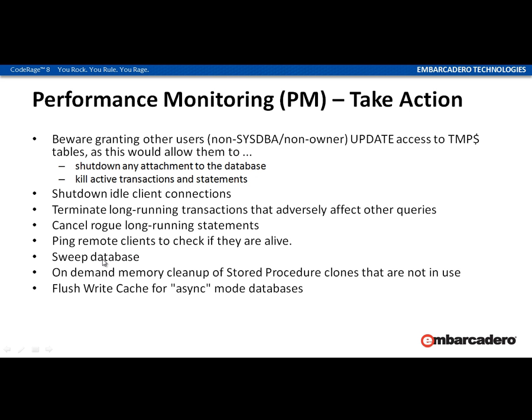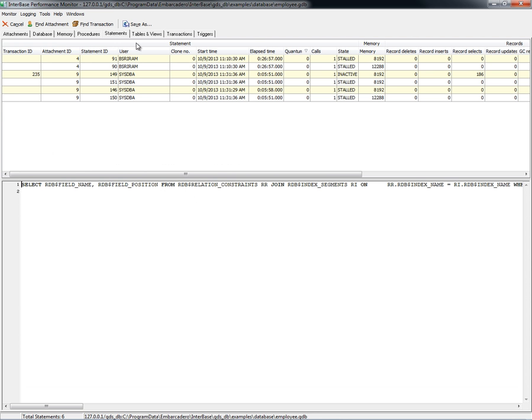Now let's go ahead and see how to go. There are certain additional parameters, or actions, that you can perform within IB console performance monitor.